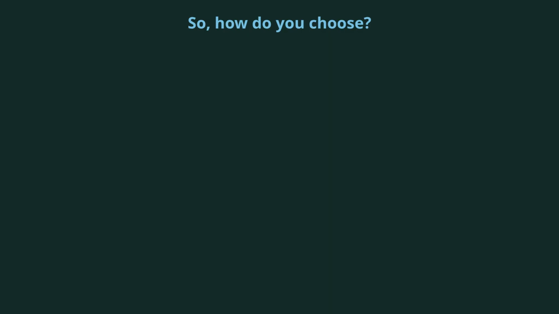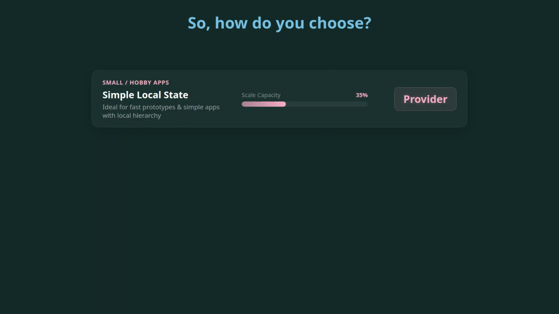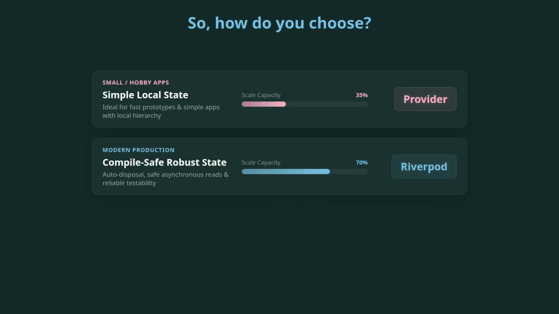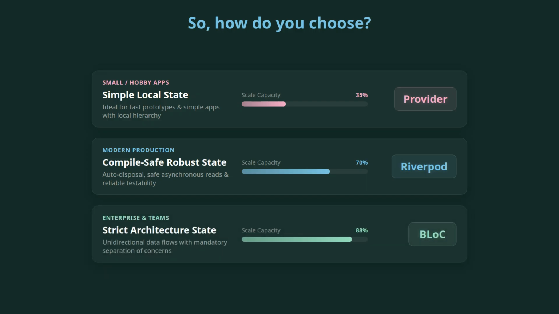So, how do you choose? If you are a beginner building small to medium apps, start with simple stateful widgets and learn setState first, then adopt Provider to understand the concept of inherited data. If you are building a modern production app and want compile time safety with clean architecture, Riverpod is currently the industry favorite. If you are entering a corporate environment with strict testing pipelines and massive teams, master the Bloc pattern. There is no single correct answer, only the right tool for your specific engineering constraints.